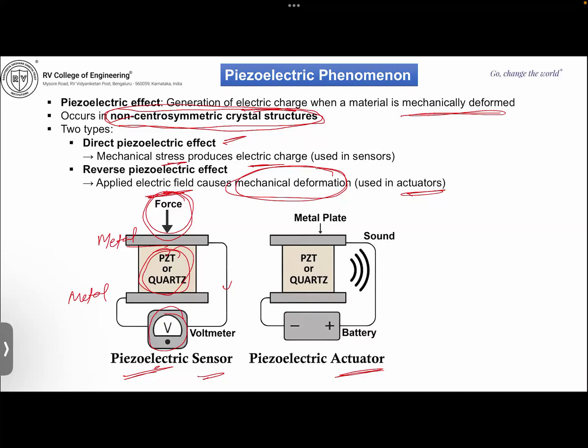But the other way is by connecting that piezoelectric material to an external power source like a battery, applying the voltage on both the metal plates, we create that mechanical deformation. Either that material may expand or contract, or it may produce some sound. So they are called actuators.